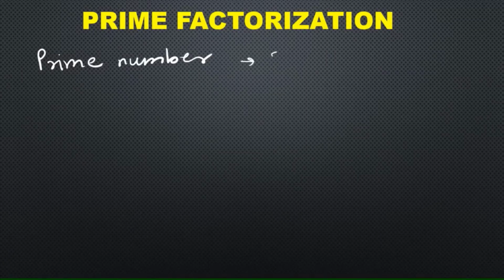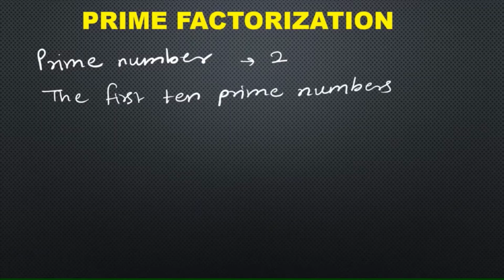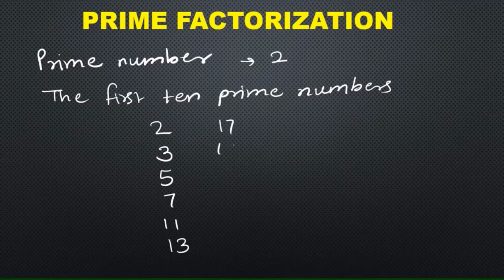So the first prime is 2, which is an even prime number. Do you see why? Any other even number has 2 as a factor and therefore it is not prime. The first 10 prime numbers are 2, 3, 5, 7, 11, 13, 17, 19, 23, and 29. Now we know what a prime number is.